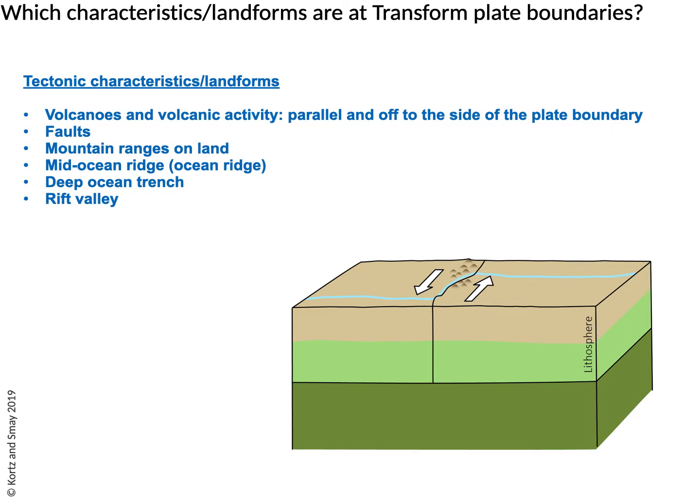So what do those processes result in then? What characteristics or landforms are at transform plate boundaries? The faulting, the breaking of the rock, produces faults along the transform plate boundary location. And maybe mountain ranges on land. That's about it. Nothing else of our characteristics or landforms that we tend to see with other plate boundaries occur here.